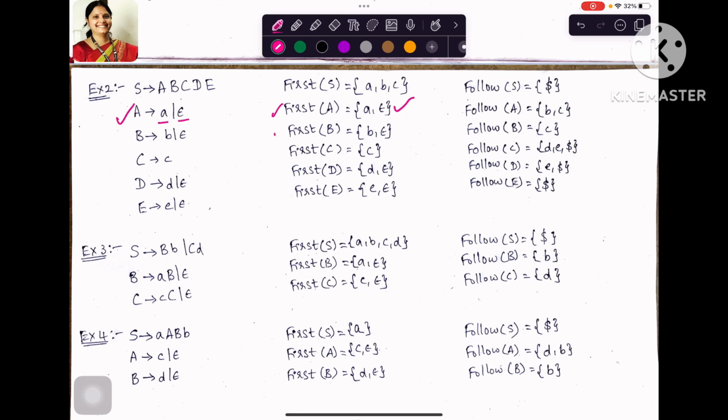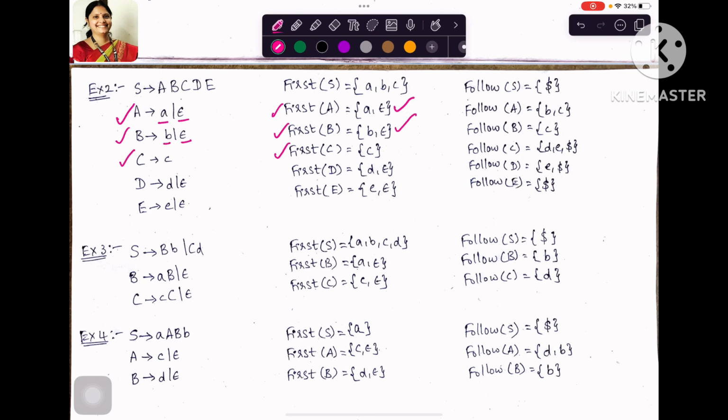Next we will find out the first of B. So here we have the B production. B produces b slash epsilon. b is one production, epsilon is the other production. So we will write b and epsilon as the first of B. Again let us calculate the first of C.